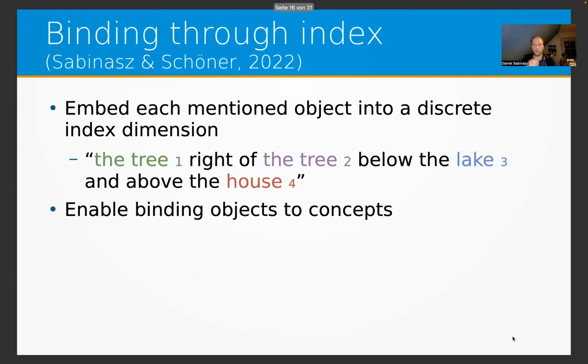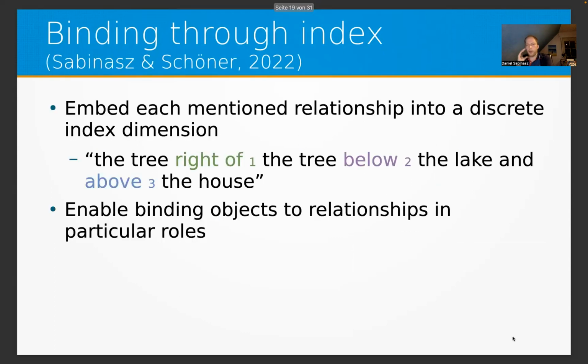But that's of course not all. We also need a way to encode relationships among objects, or rather to bind objects to relationships, in particular relational roles. In order to enable this, we further assume that each mentioned relationship is also embedded into a discrete index dimension by the language preprocessing systems. So here, for example, we would have the right-of relationship, which gets assigned index 1, the below relationship, which gets assigned index 2, and the above relationship, which gets assigned index 3.